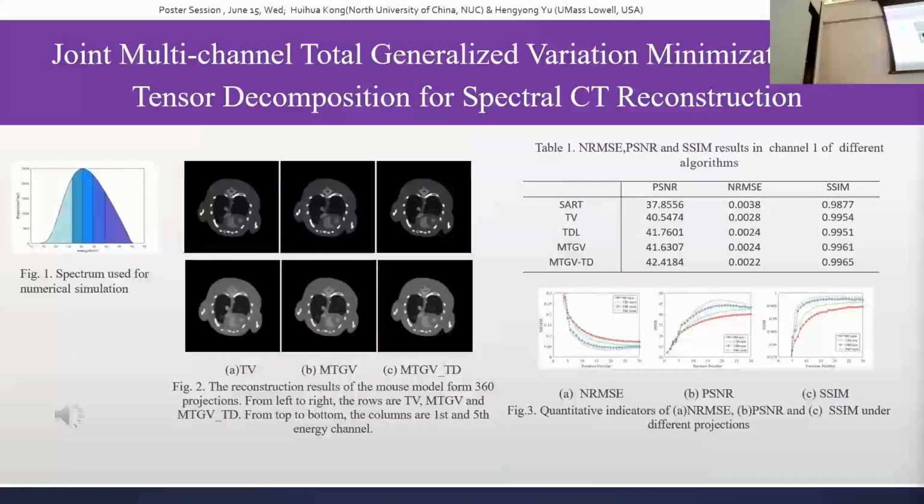To improve the quality of reconstructed images for spectral CT, we propose a reconstruction algorithm based on a joint multi-channel total generalized variation minimization and tensor decomposition. This algorithm makes full use of the sparsity of the image and the same physical structure of the image in different energy channels. Experimental results show the effectiveness of the algorithm.